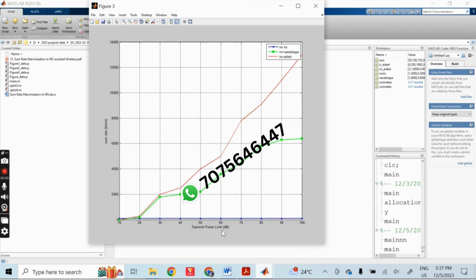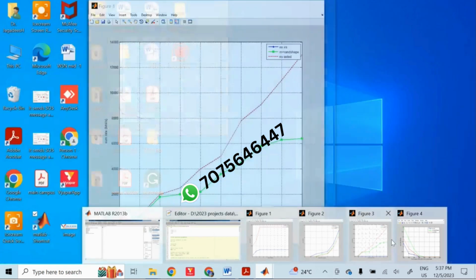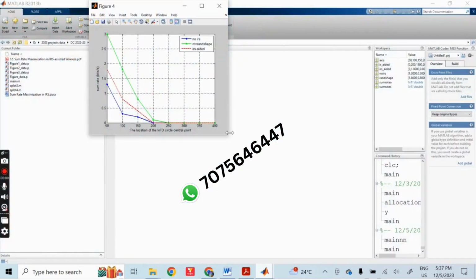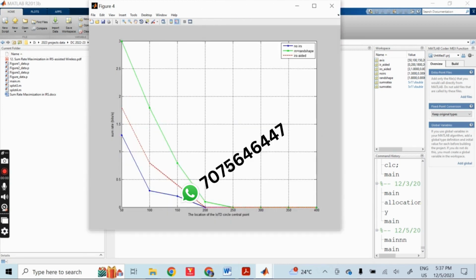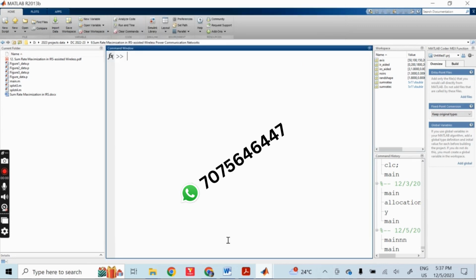And the third graph is transmit power limit and sum rate. And the fourth graph is circle center point versus sum rate. So these are the different algorithms used to compare with our proposed algorithm.